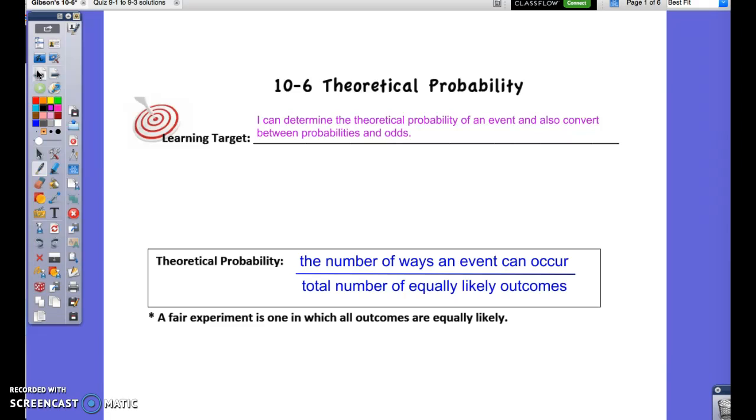For starters, if you look at the bottom here, it says theoretical probability. And what that is, is a fraction or really a ratio of the number of ways an event can occur divided by the total number of equally likely outcomes. And by that we mean, for instance, if you roll a number cube or a die, there are 6 equally likely outcomes: 1, 2, 3, 4, 5, or 6. If you pull a random card from a deck of cards, there are 52 equally likely outcomes. If you flip a coin, there are 2 equally likely outcomes. Okay? So with theoretical probability, we're always concerned about how many outcomes there actually are.